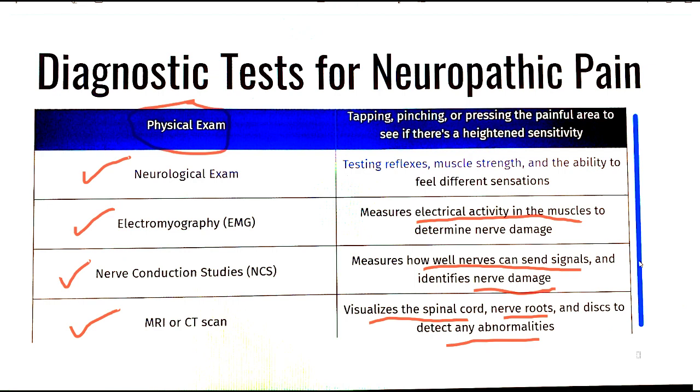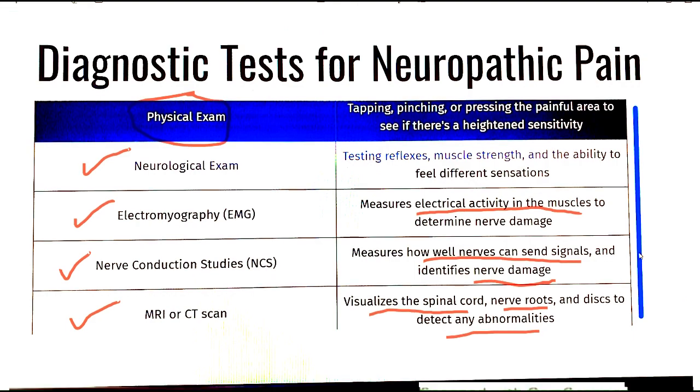We are concentrating on the pain, on where this pain is coming from. So in this case, we use CT scan and MRI to visualize the spinal cord and nerve roots, and we are just detecting and seeing if there is any abnormality that can be observed in the spinal cord or nervous system.